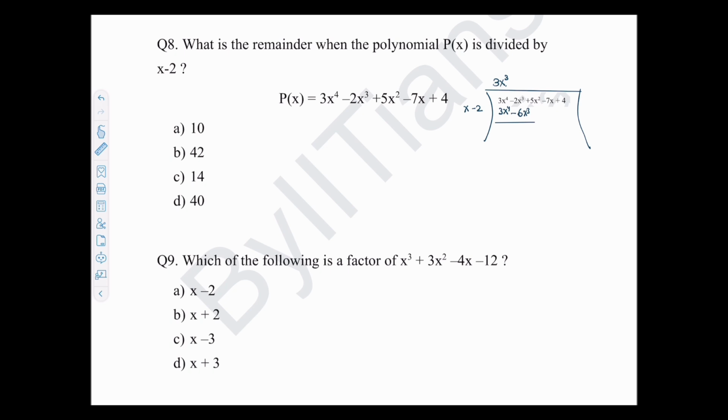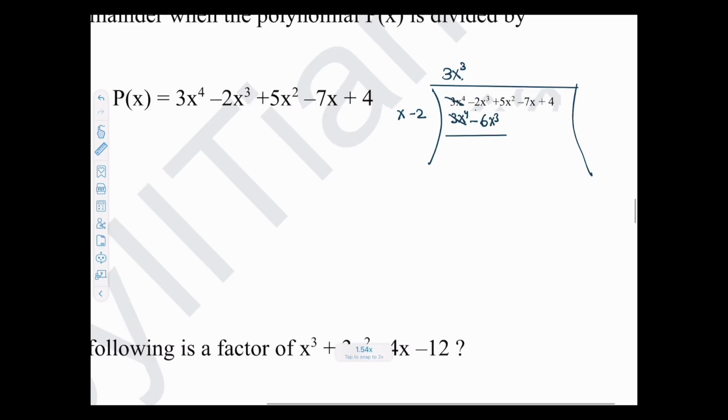And if we subtract these, we cancel out the 3x to the power 4. So this becomes 0. And now we are getting minus 2x cubed minus 6x cubed.